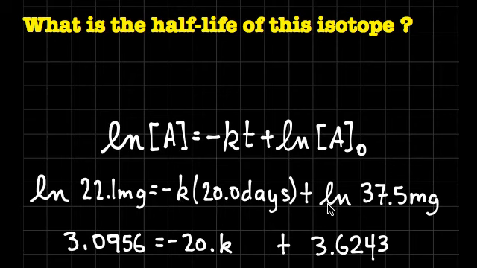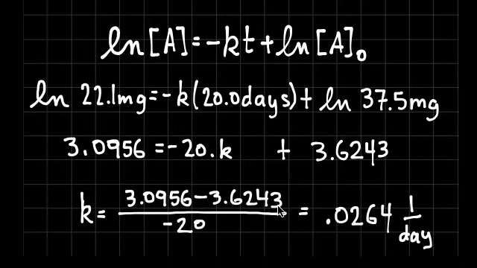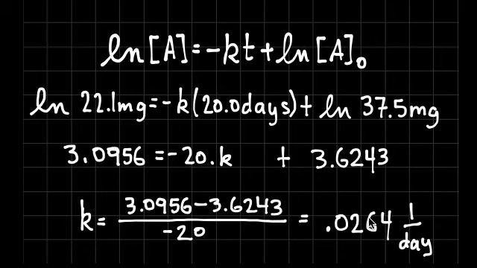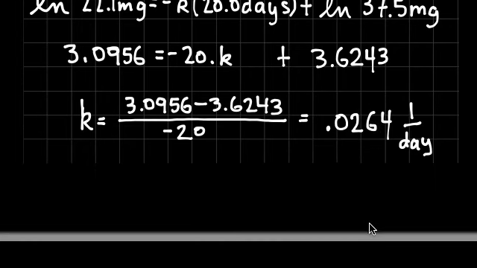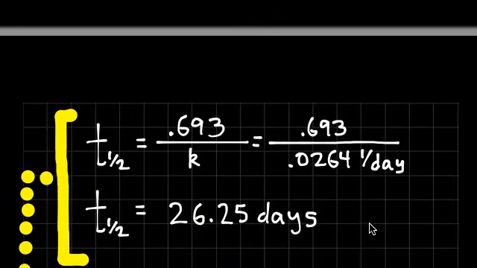They told me this, they told me this, they told me this. What is the constant? And I solve mathematically fairly simply for the constant, 0.0264. Subtract this from this side over to this side, divide both sides by negative 20. The constant is 0.0264, and my time was in days, so my constant will be in days as well. Well, I've almost answered the question. That's the constant of decay for this radioactive process.